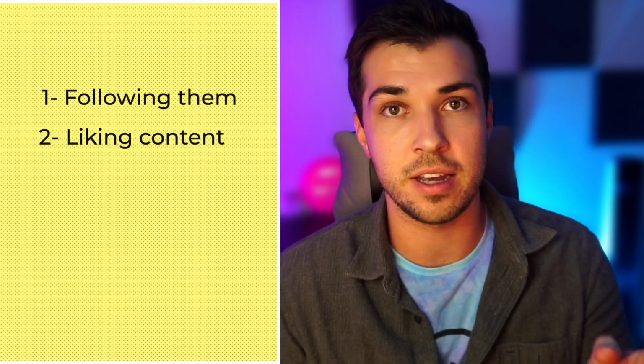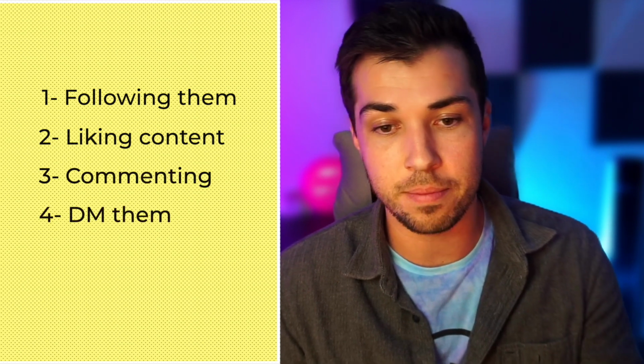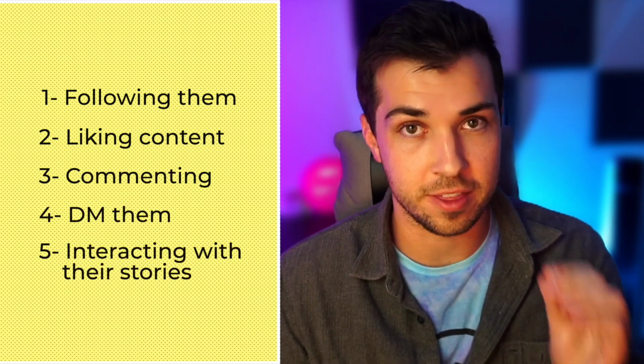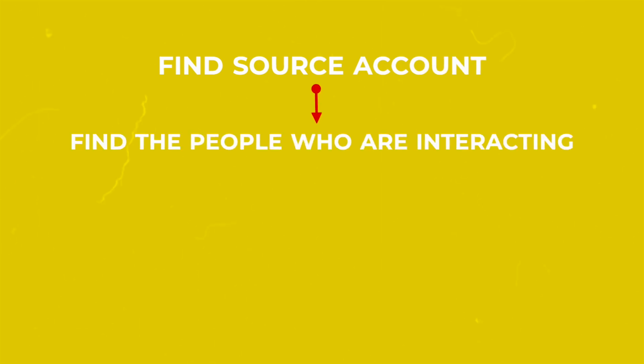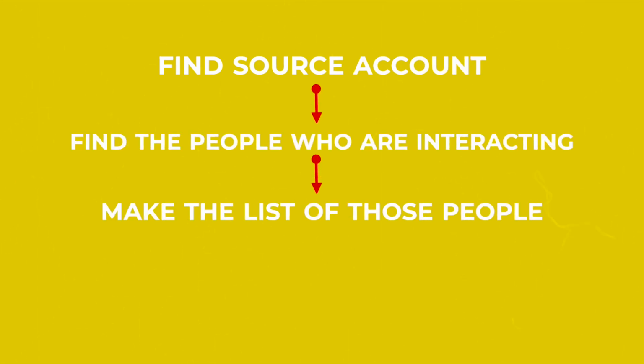Now, you can engage with them in a lot of different ways. You can engage by following them, by liking their content, by commenting, by DMing them, or by interacting with their stories. This is my favorite method for interacting with people nowadays. What we do for our clients is we target people and engage through the target's stories. So we find the source accounts, we find the people who are following and interacting. We make a list of all these people, and then we go through and we interact with those people's stories.